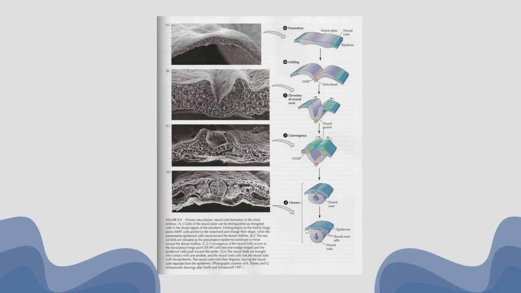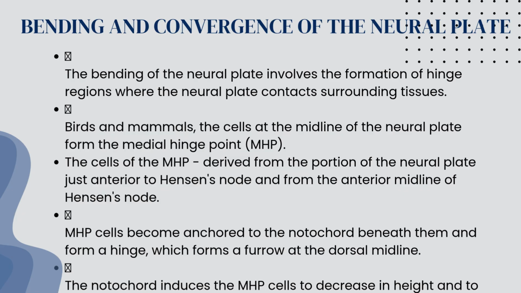This shows how the two sides of the hinge regions get folded to form a groove. The next phase in neurulation is the bending of the neural plate, which involves the formation of hinge regions where the neural plate contacts surrounding tissues.